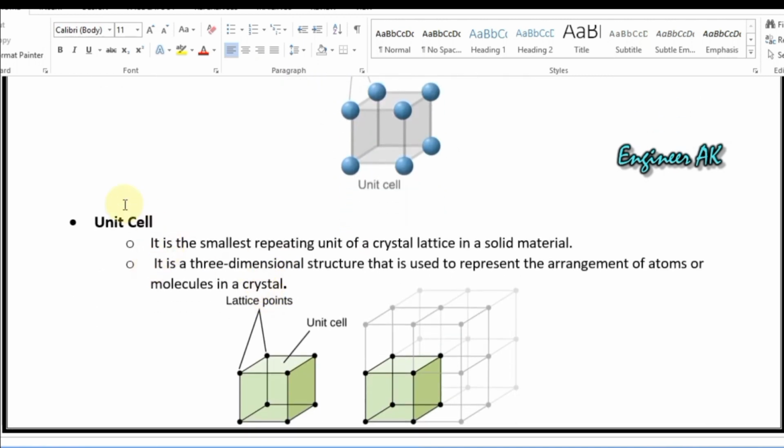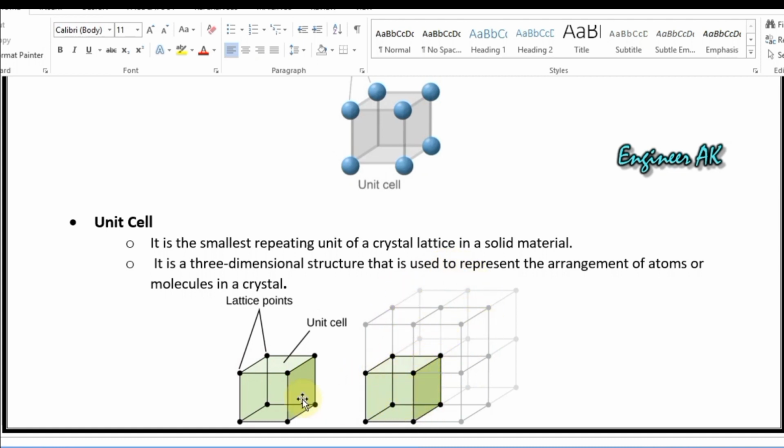Now another important term is unit cell. You may also have studied it in your high school, but let me repeat it. It is the smallest repeating unit of a crystal in a solid material. It is a three-dimensional structure that is used to represent the arrangement of atoms or molecules in a crystal. So a unit cell defines the whole crystal, right? The structure of the unit cell is the same as the structure of the crystal.